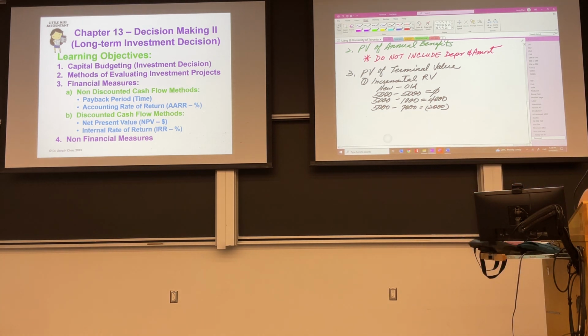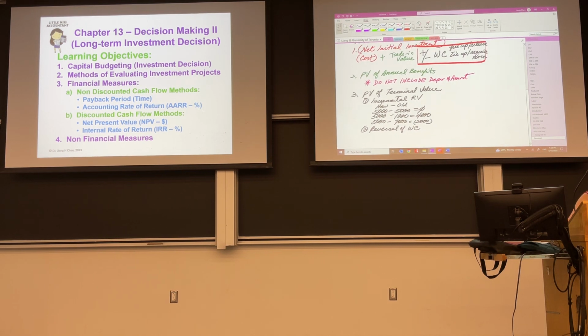Number 2 is the reversal of working capital accounts. Reversal. So what's the reversal? Here, look. In the beginning is positive. The end, tie up. Reverse. In the beginning is negative. The end is release. Working capital.